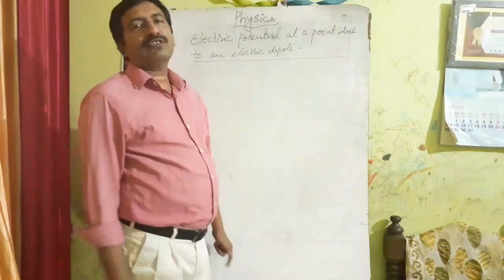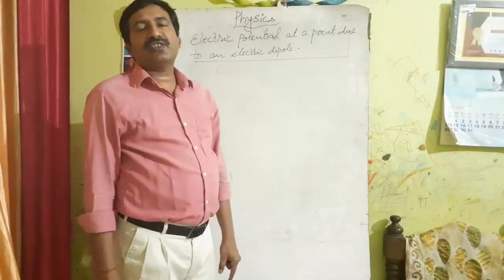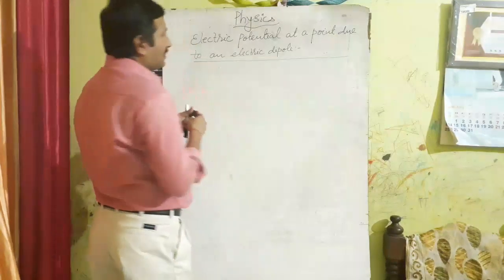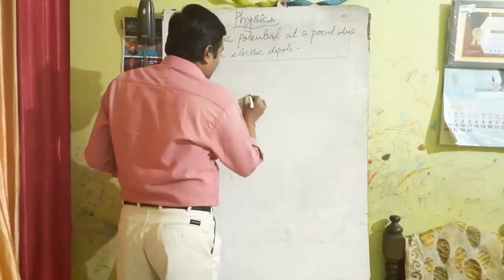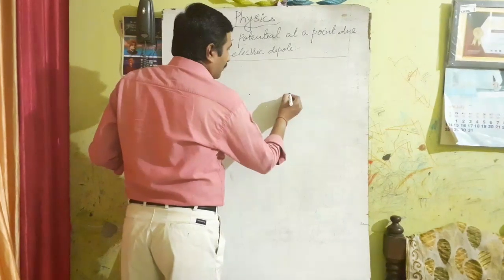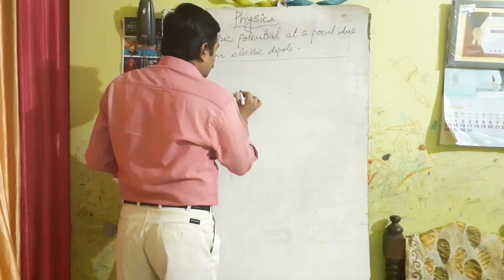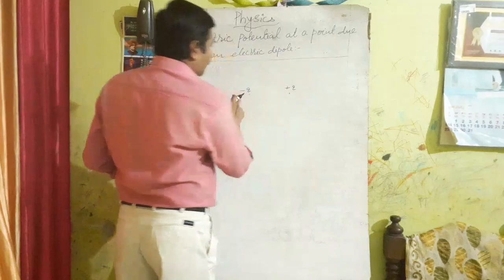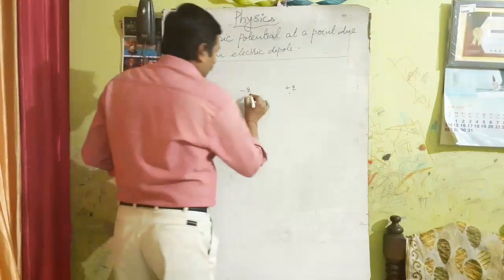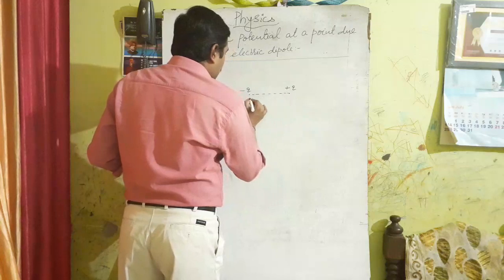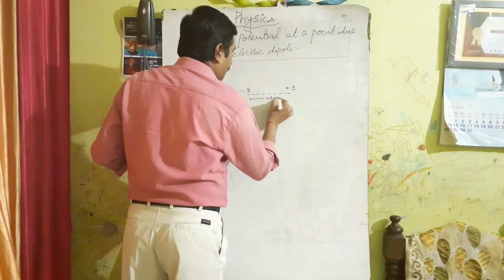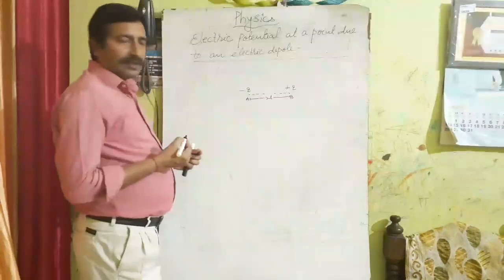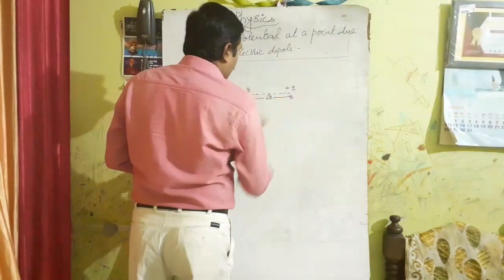You also know about the expression for electric potential at a point due to a point charge. So let us discuss this. Let us consider an electric dipole constituted by two charges of equal magnitude and opposite nature, that is minus q and plus q. Its dipole length is 2l. The two charges are at points A and B. O is the midpoint of the dipole.